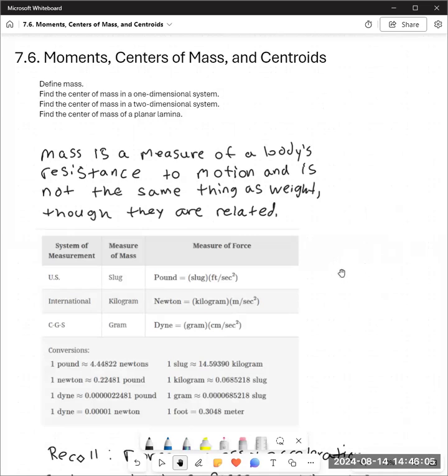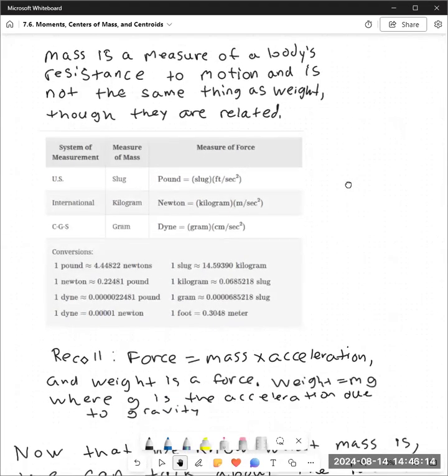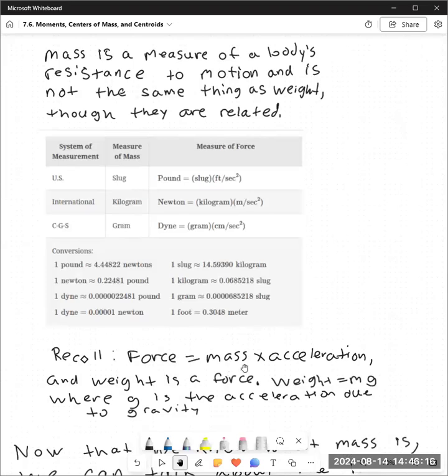So the mass is a measure of a body's resistance to motion and is not the same thing as its weight, though they are related. Remember that weight is a force. Force is equal to mass times acceleration, and weight is specifically the force from the acceleration due to gravity. So weight is equal to mg. It's going to be an important formula for you in physics and engineering.